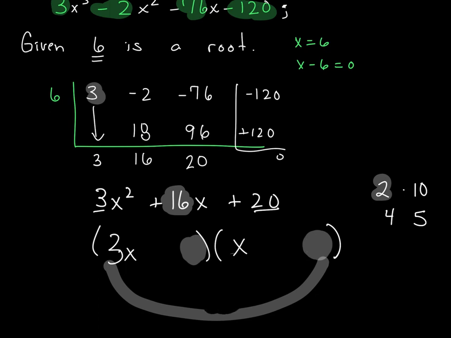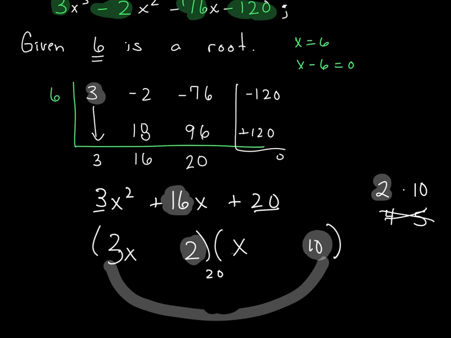If I switch that around, that would be 5 and 4, and that would give me 5x and 3 times 4x, which gives me 12. Again, that's not going to give me 16, so I don't want to use that. So the 4 and 5 don't work. I'm going to go back to my 2 and my 10. So I'm going to try a 2 here and a 10 here.